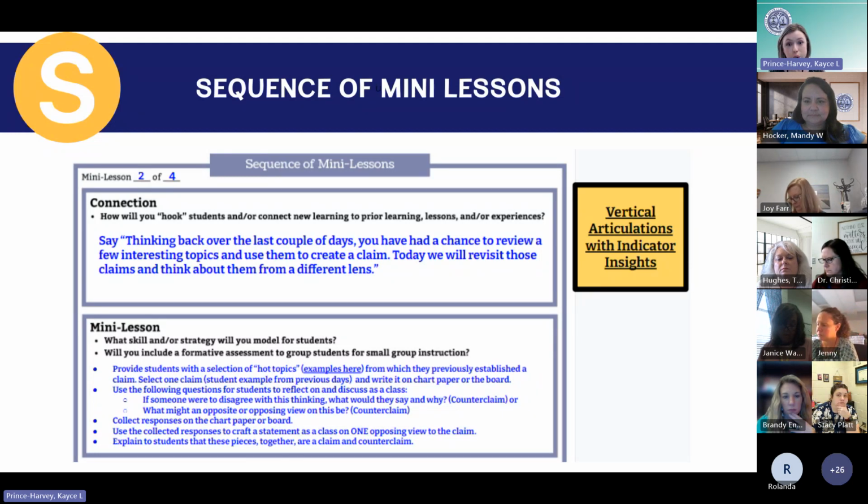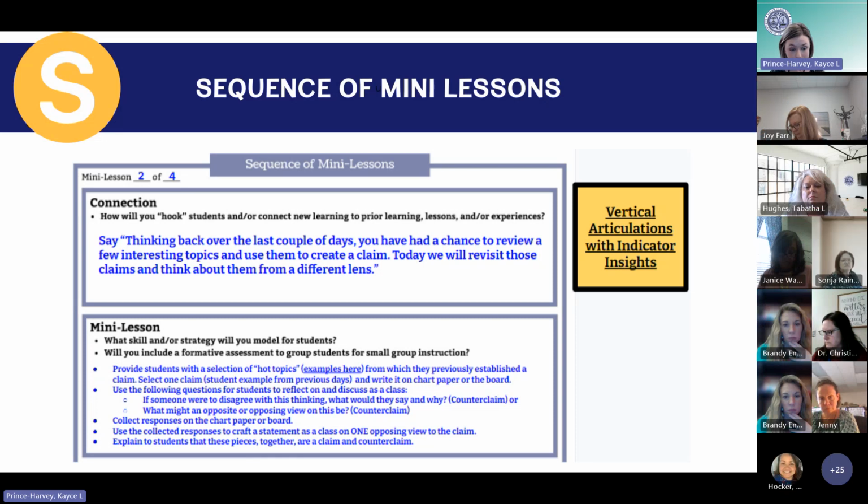In this case, I'm showing you the second of the 4 mini lessons. So for this mini lesson, I'm just going to focus on counterclaim. We're going to say the day before, we worked on building your claim, right? That was the first piece. So day one, they built the claim. Now for day two, we're starting with our connection. Over the last couple days, we worked on looking at some interesting topics and developing a claim.